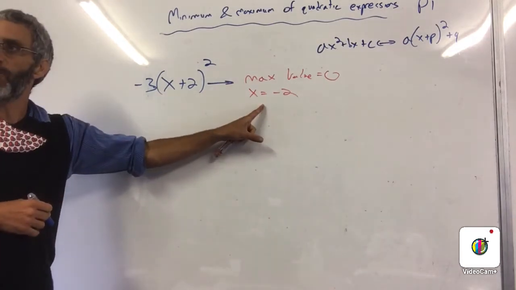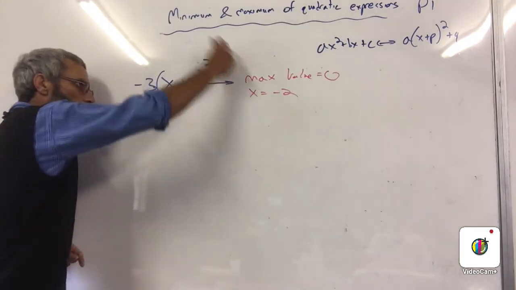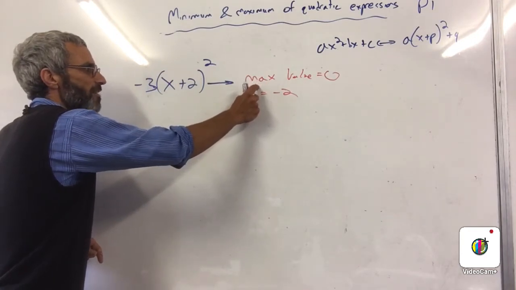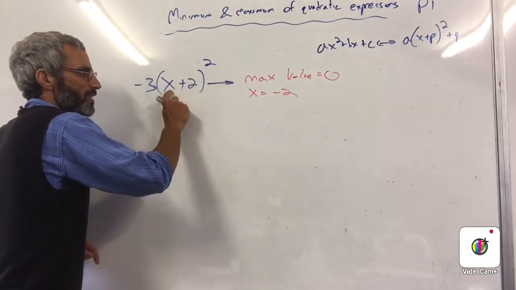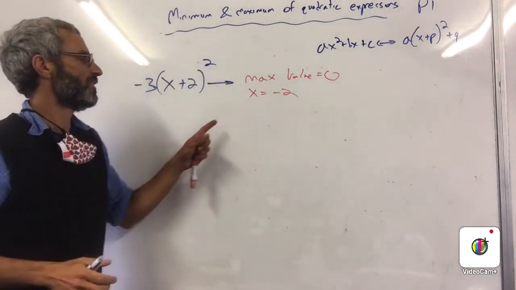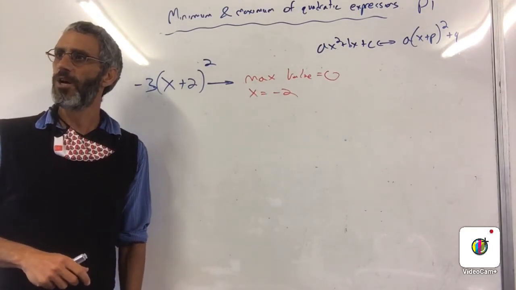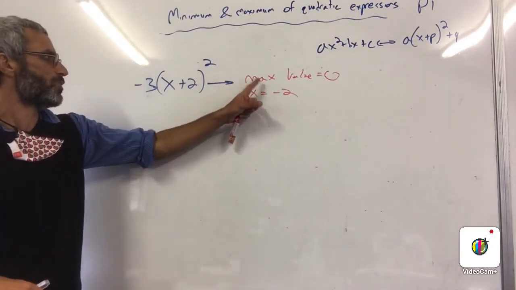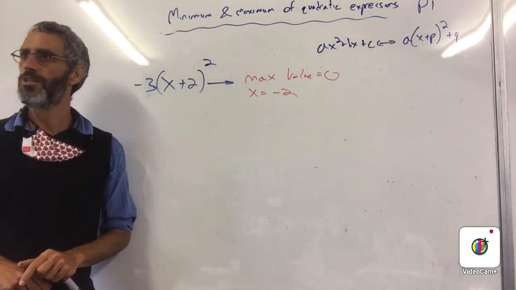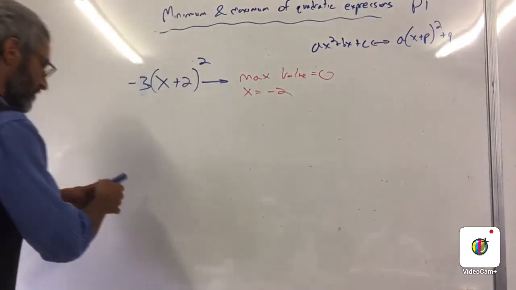It's still negative. This whole thing is negative. Therefore, there will be a maximum value. The maximum value is going to happen when x is -2, because then it becomes 0, and 0 squared is 0, and 0 minus 3 is -3. So we still have the same answer. It's still going to have a maximum value, which is equal to 0, and it happens at x equals -2. I'll just pause. Let's do something else now.